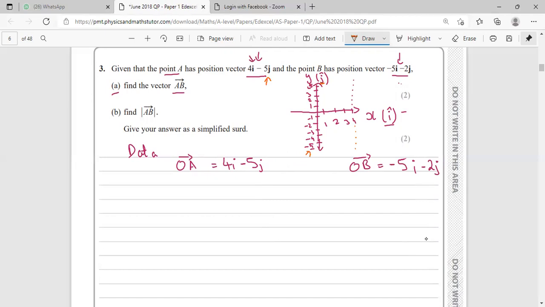So this would be the point, right? So this vector is going to be in this direction. And this is 4i minus 5j.